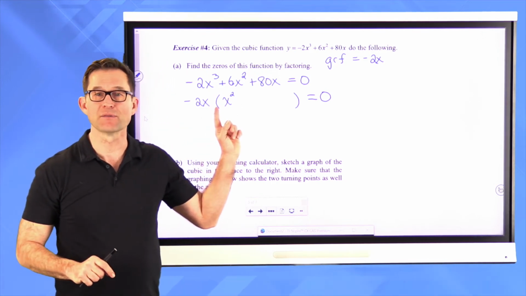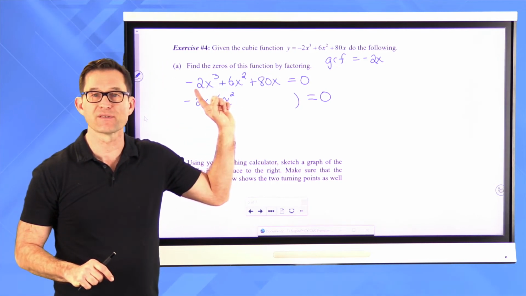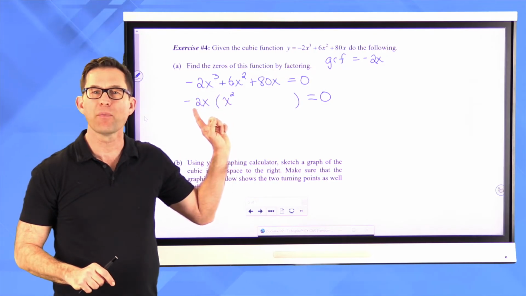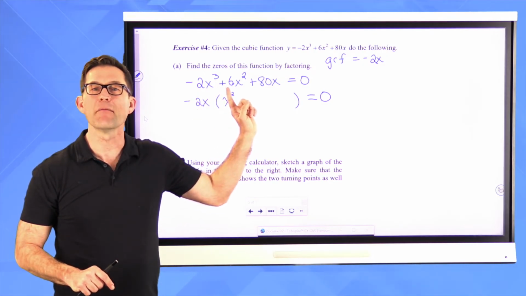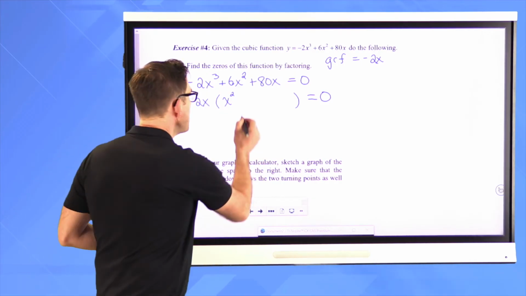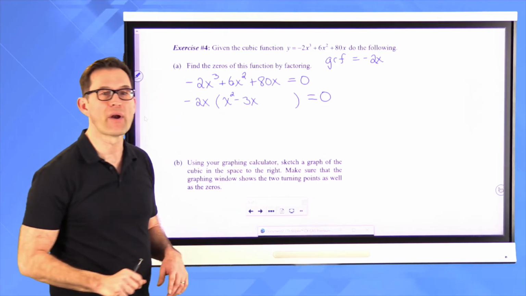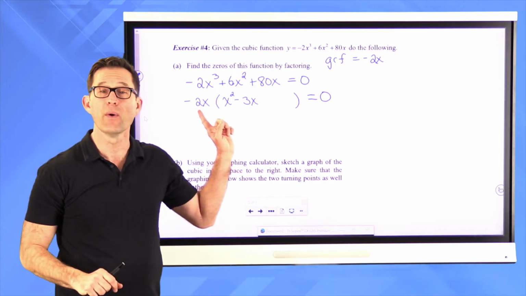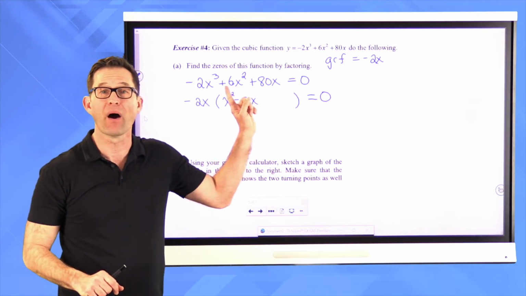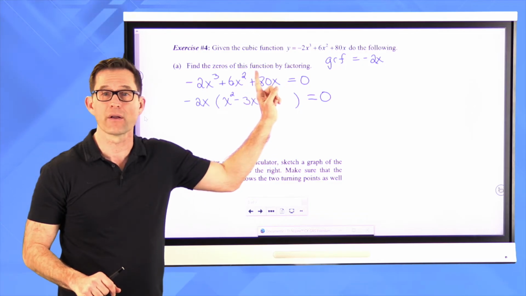Negative 2x times positive x squared would be negative 2x cubed. Then I think, well, what would I multiply negative 2 by to get positive 6? Well, that would be negative 3. And then to get x squared, I'd have to have another x there, right? So negative 2x times negative 3x would be positive 6x squared.